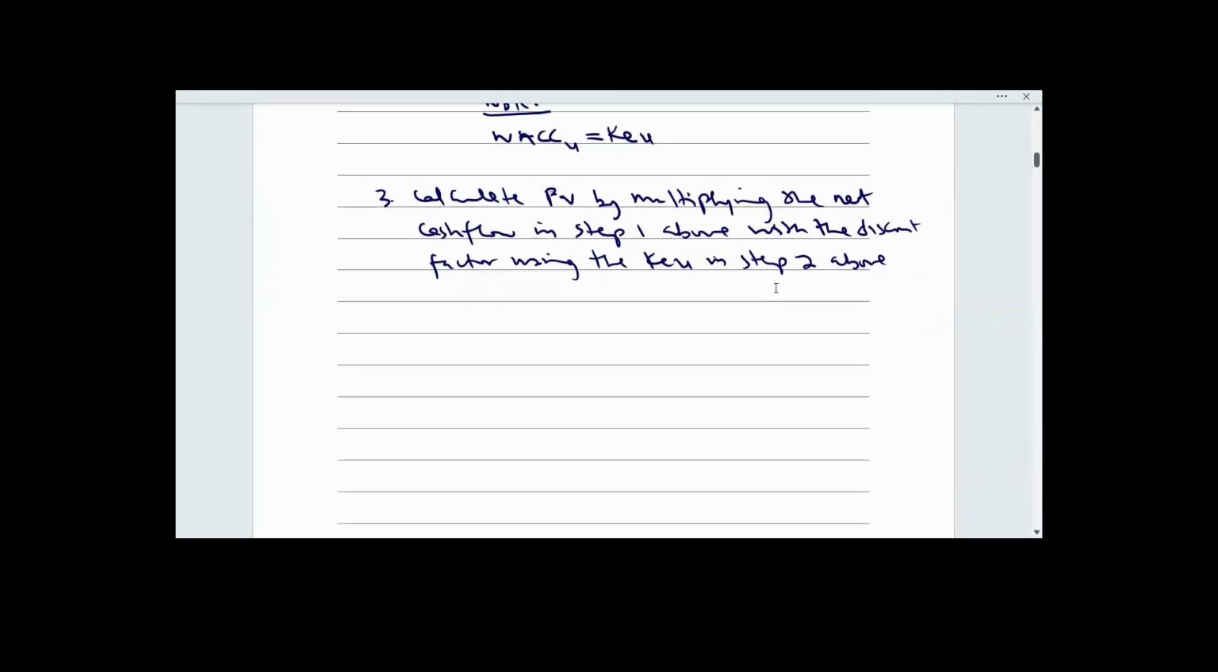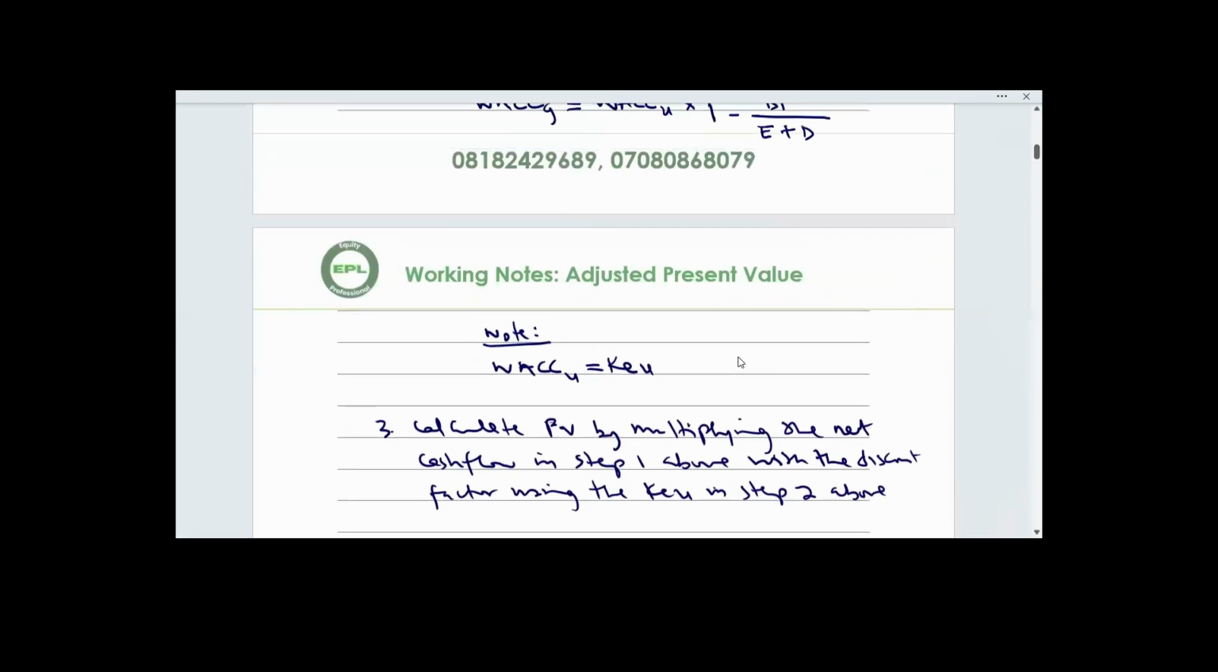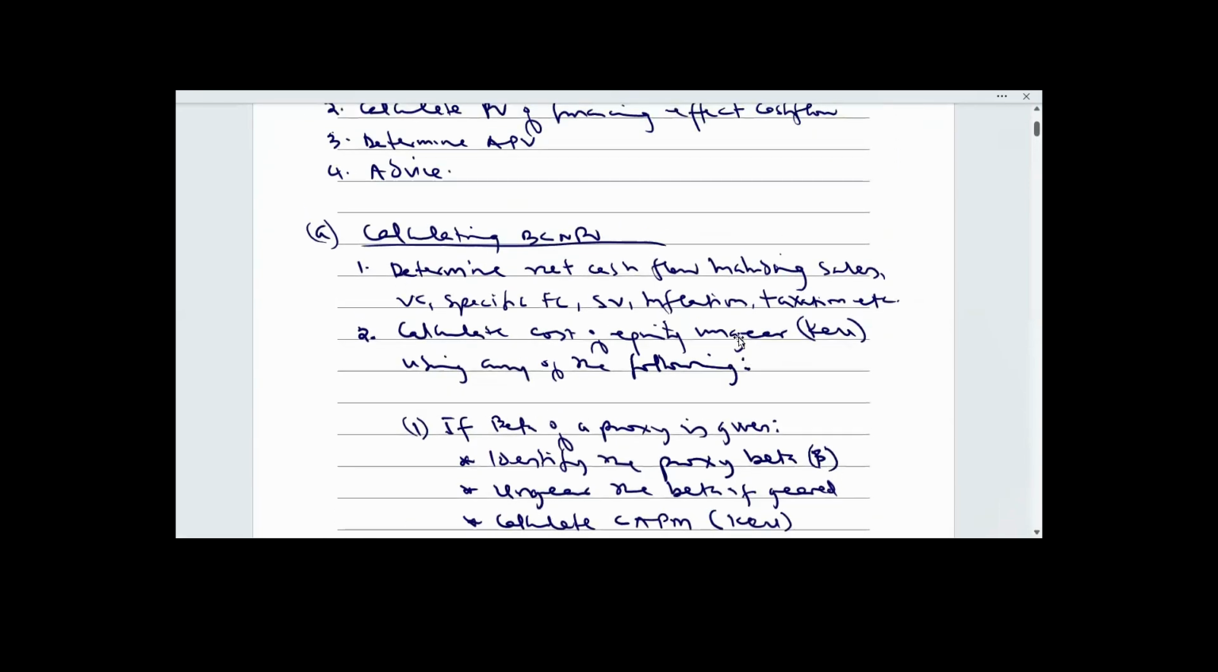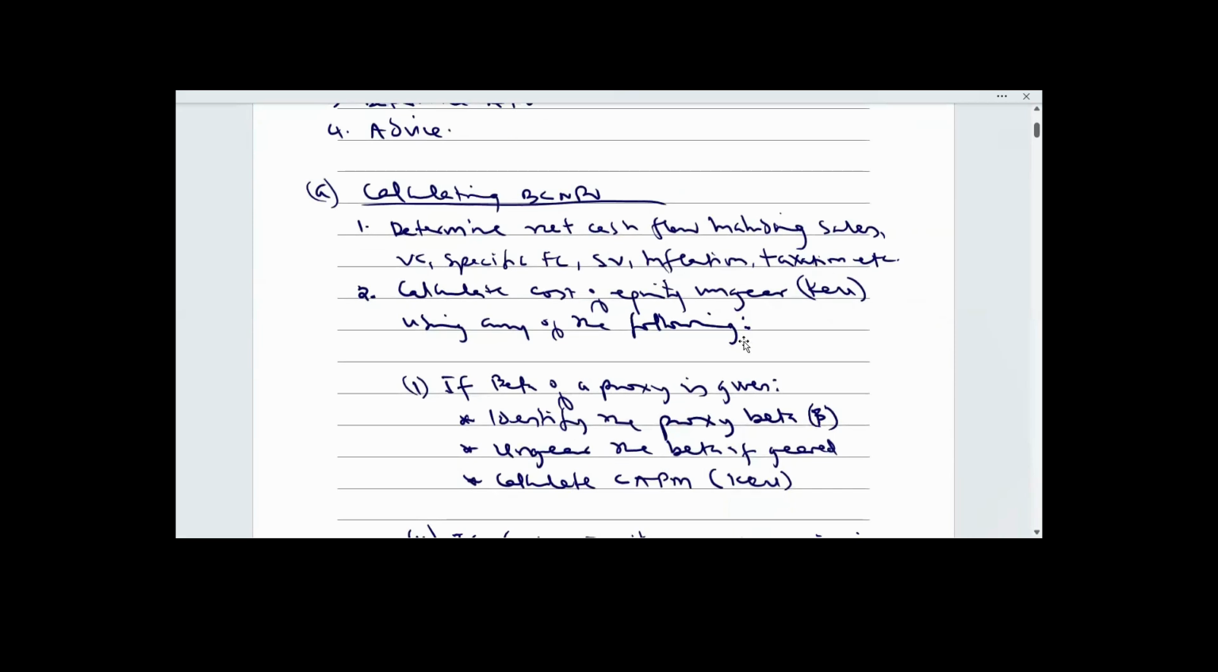All right. Then step 4, you calculate base case NPV. Calculate base case net present value. So this represents the difference between the present value of cash inflow and cash outflow. All right. So these are the procedures you are going to carry out whenever you want to calculate base case NPV. So once you are done calculating your base case NPV, you keep it on one side.